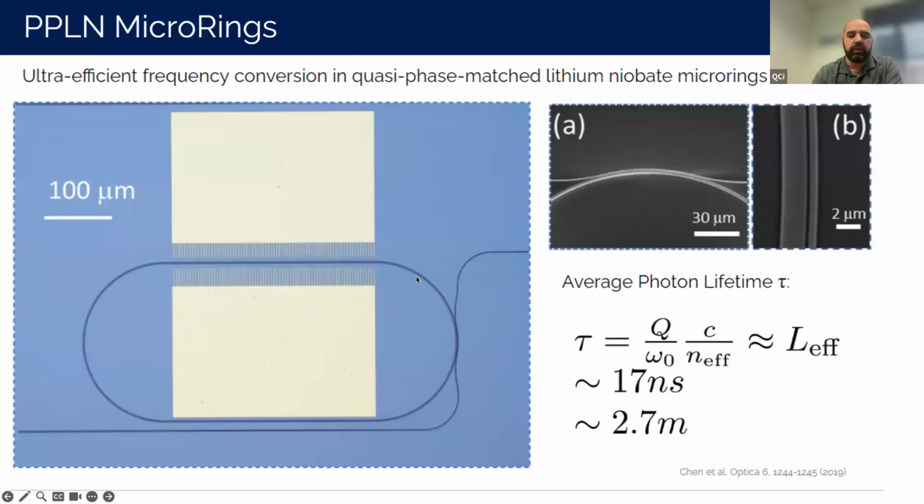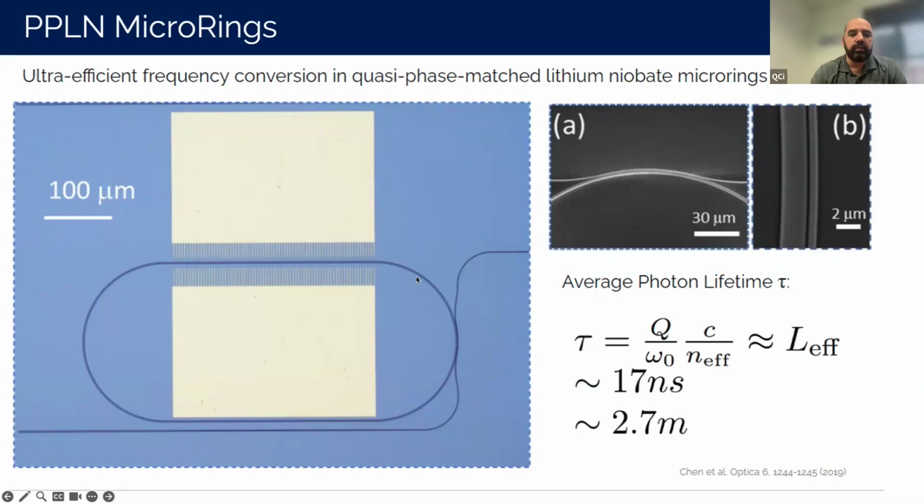So here is perhaps the last PPLN device that I'm going to show you. This is a micro ring resonator where we're poling a portion of the ring. And the idea here is to increase the photon-photon interaction. One way to measure that is to measure the total photon lifetime, which corresponds to the total cavity length.